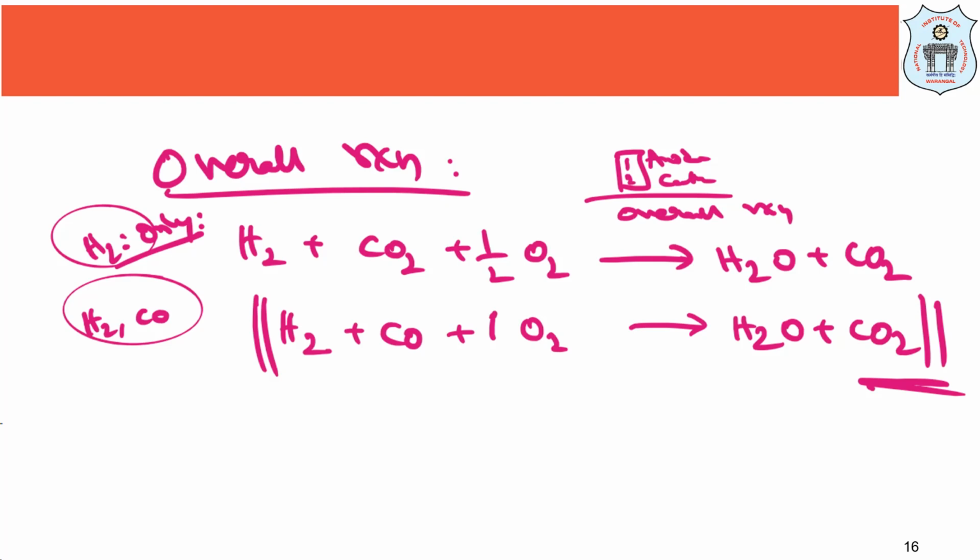You will have H2 plus CO plus 1 mole of oxygen reacting to form H2O plus CO2. So this is our overall reaction that is taking place when you use hydrogen and carbon monoxide as the fuel. Okay.